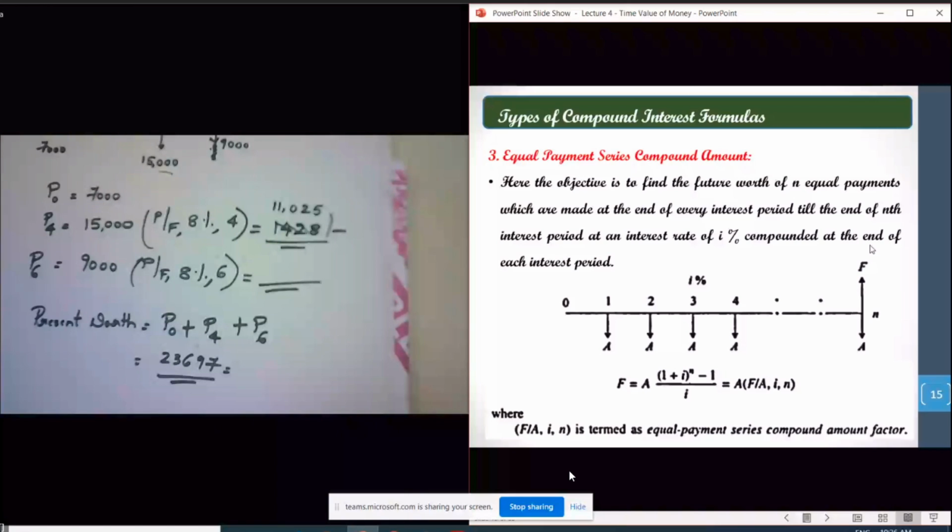And we will move on to the next compound interest formula, which is the equal payment series compound amount. Again, it belongs to annuity, as I have said. You can see from the cash flow diagram itself that all the characteristics relating to the annuity have been met. The first deposit occurs at the end of the first year, so you have the year one value here. And the value of each deposit is the same, that is A, up to the last deposit.